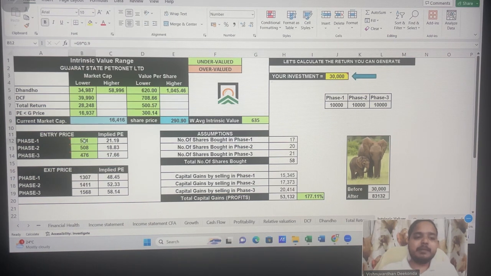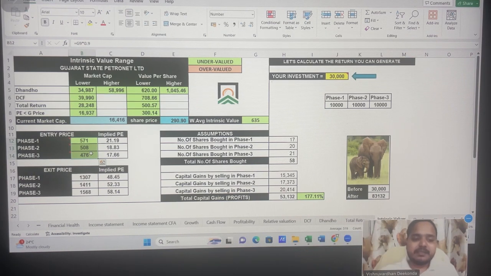Then comes the entry prices. Entry prices are nothing but we add a margin of safety here. For example, if the intrinsic value is 635, it doesn't mean that we pay exactly 635. We might have made mistakes, so what we want is some discount. Margin of safety is what we call it, and we enter a stock in three phases: first at 10% discount, then 20% discount, then 25% discount. So these are the values.